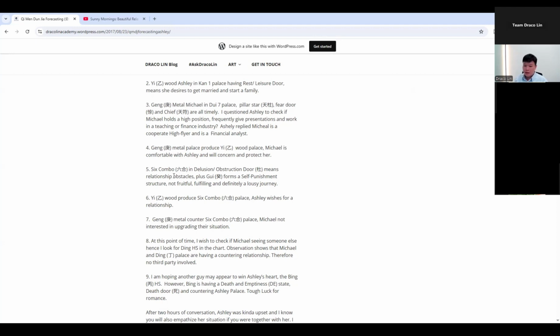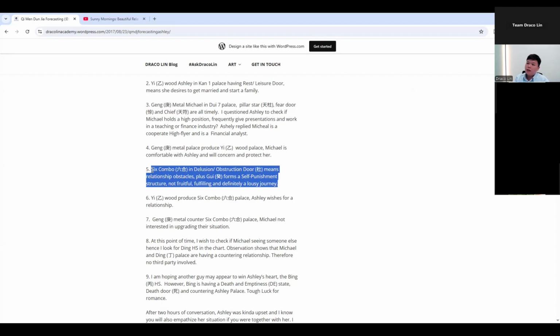It seems to be in this manner. Okay. Then together with the punishment, it is a self-punishment. Then I wrote this: not fruitful, not fulfilling, and definitely a lousy journey. This part was my interpretation in 2016. I mean, we only have the dynamics that we have. You get my point? It's the same.